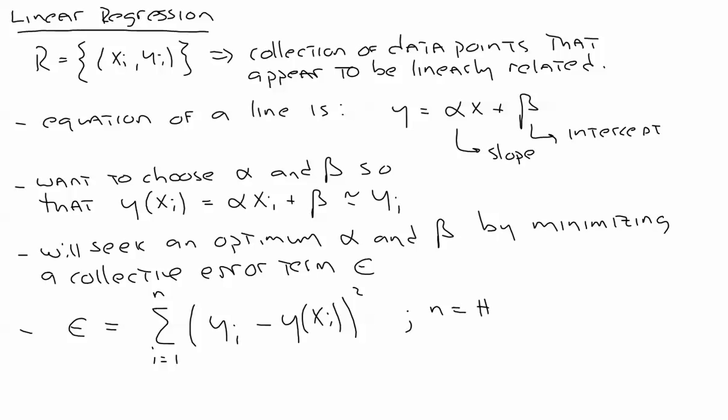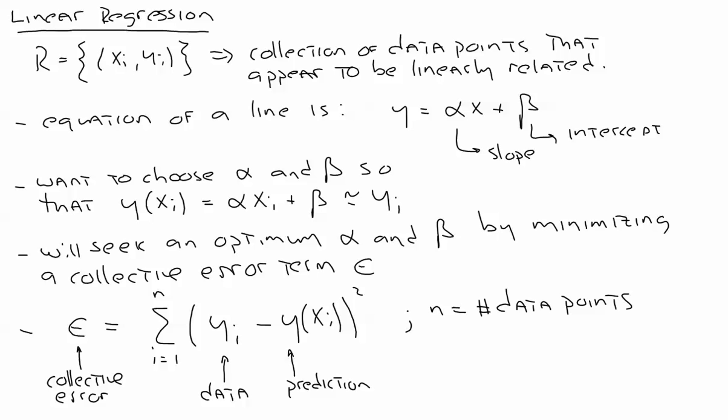n equals number of data points. All right. This y is my prediction. This is my y_i data point. This is what I call my collective error. And the reason I call it collective error is because I'm adding up all of the errors for all of the possible data points. All right?